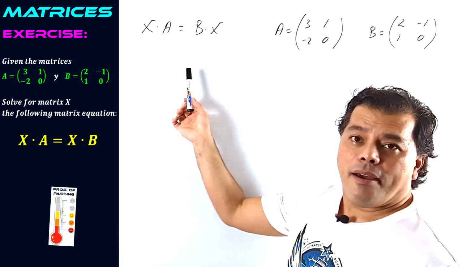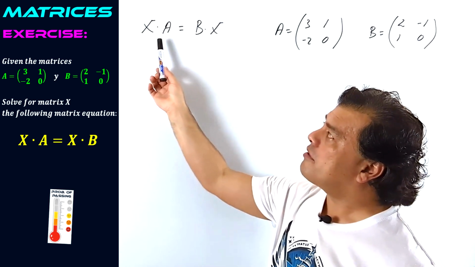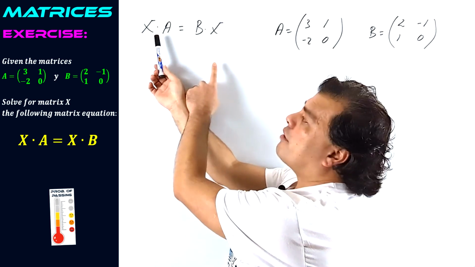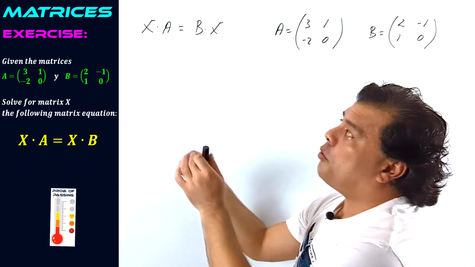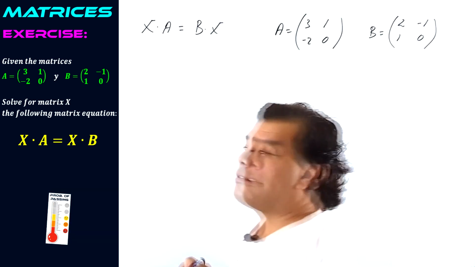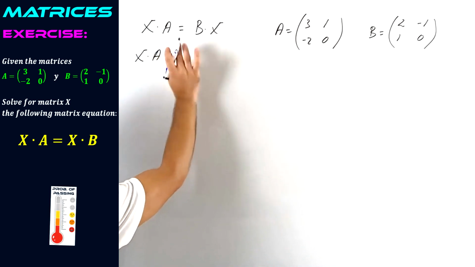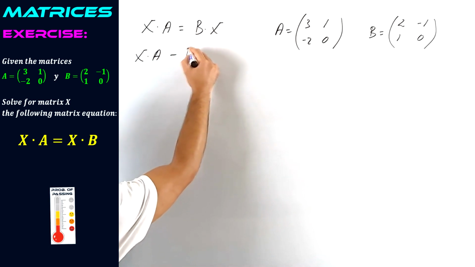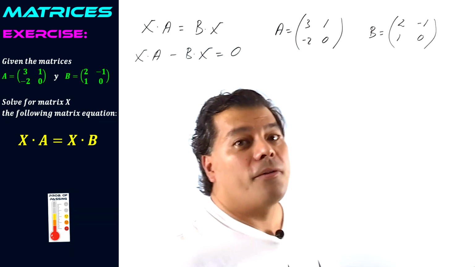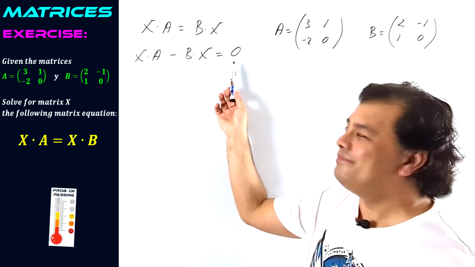Look at this equation carefully. You can see that on both sides we can find matrix X. So why don't we move this term to the left in order to put them together? X multiplying A minus B multiplying X equals 0, or rather the order 2 null matrix.